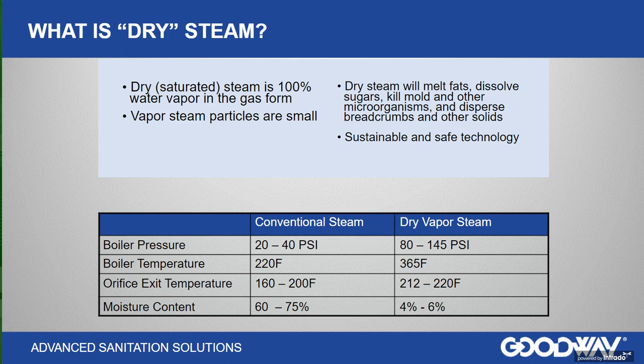The dry steam will melt fats from the temperature, dissolve sugars right on contact, and kill mold and other microorganisms from the high temperature, and it also disperses breadcrumbs and other solids in the cleaning process. And of course, it's a very sustainable and safe technology to work with.